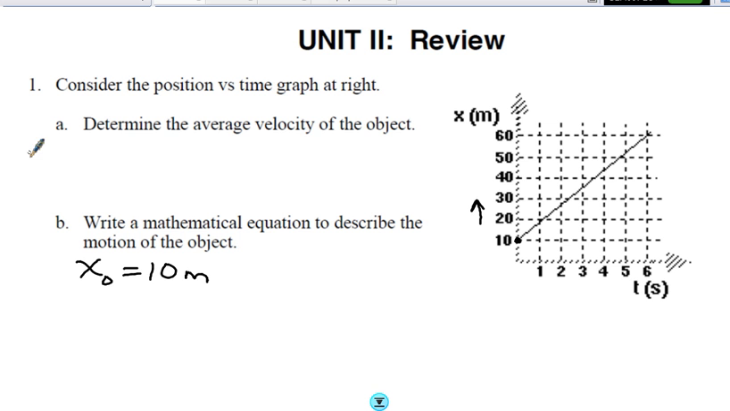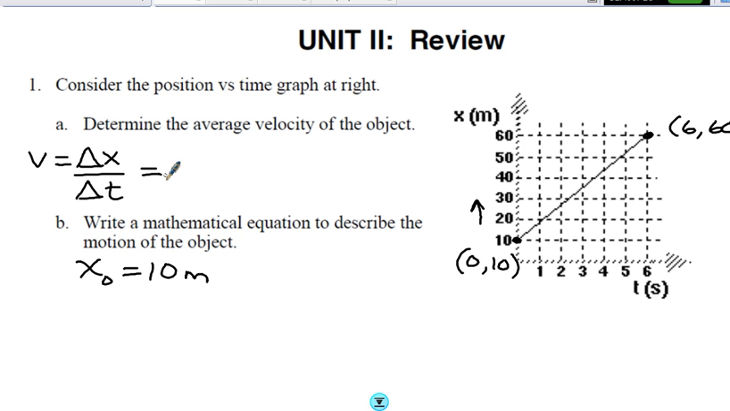So to find the speed or the velocity, we're going to use delta x divided by delta t. This is just the slope formula when you're looking at a position versus time graph. So I want to pick 2 points. I'm going to pick the endpoints here that look pretty clear. The point here is time 0, the location is 10 meters. And here at time 6 seconds, the location is 60 meters.